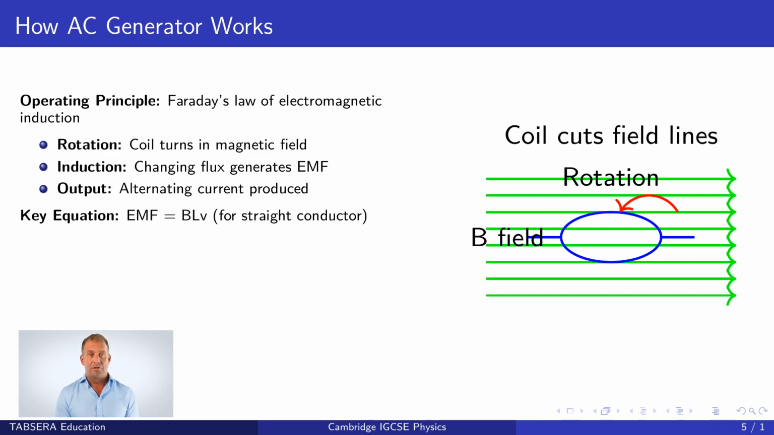The key equation for a straight conductor is EMF equals B times L times V, where B is magnetic field strength in Tesla, L is length in meters, and V is velocity in meters per second. The diagram shows the coil cutting through magnetic field lines as it rotates.